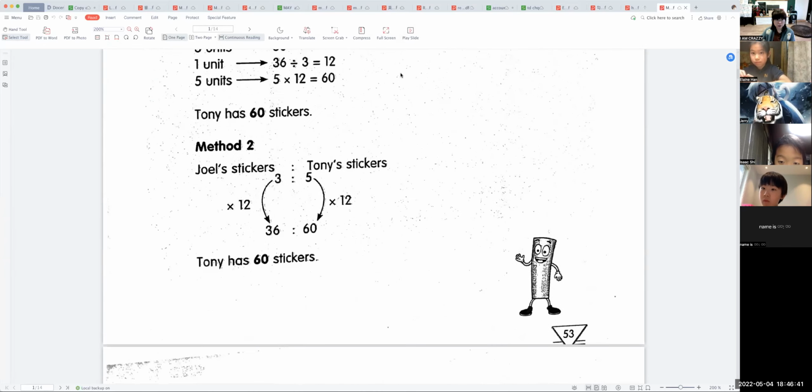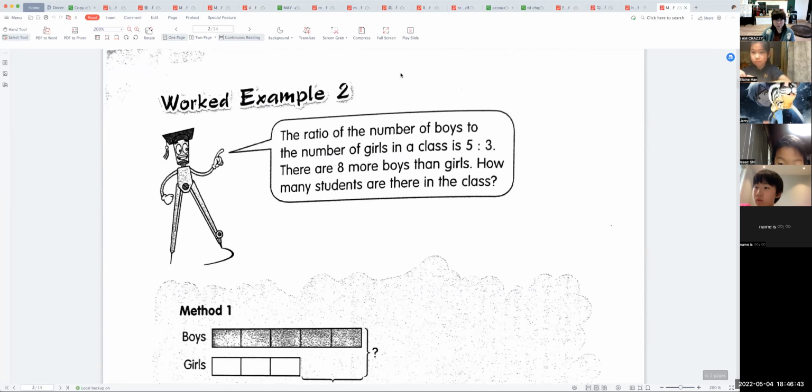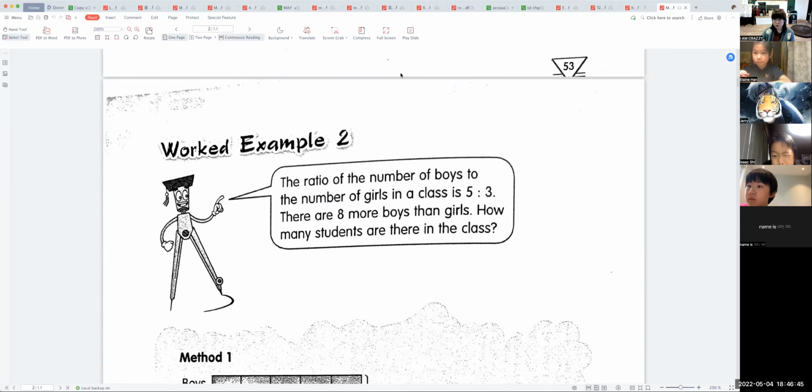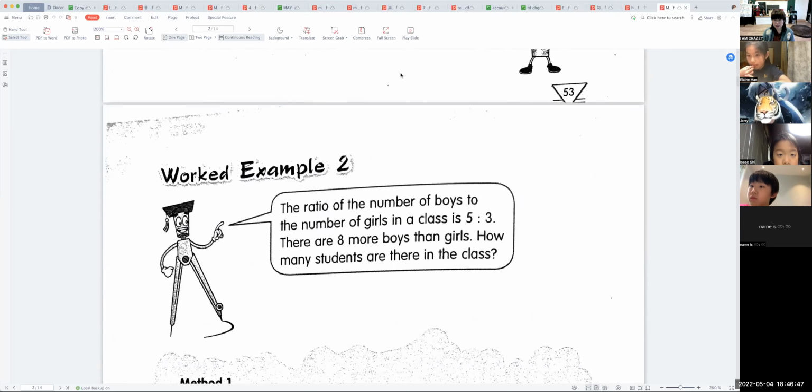Okay, so 1, I think everybody knows how to do it. So number 2. The ratio of the number of boys to the number of girls in the class is 5 to 3. There are 8 more boys than girls. How many students are there in the class? Okay.